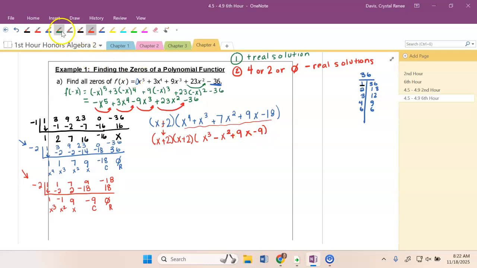Okay, now I'm at a good point here. I want to factor this more, but we can do this without having to do synthetic division and guessing and checking. So x cubed minus x squared plus 9x minus 9. I'm going to factor this by grouping.